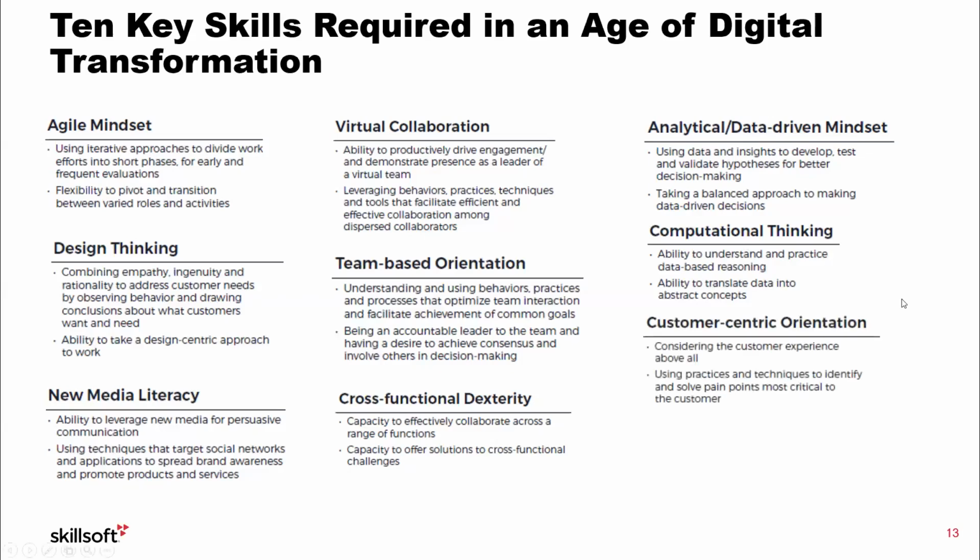Then the next one is obviously the customer-centric orientation. I think that's come up in pretty much all of these, but everything has to be around the customer. It has to be solving the pain points that customers suffer, and making sure that we are addressing those pain points in a way that provides the best possible customer experience. So a customer-centric orientation is a critical skill for digital transformation.